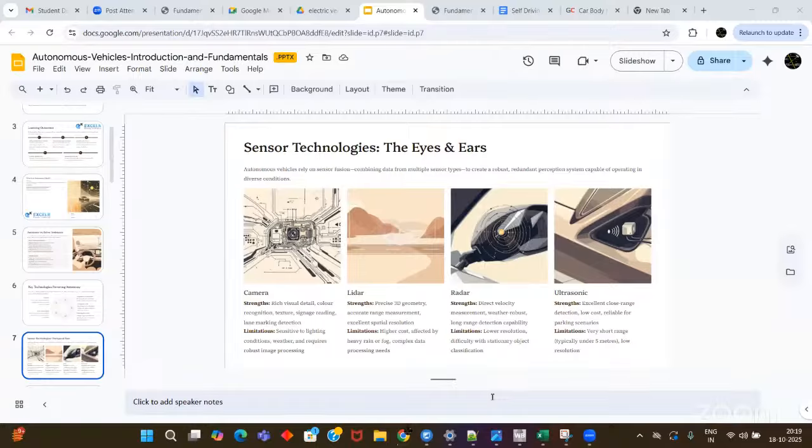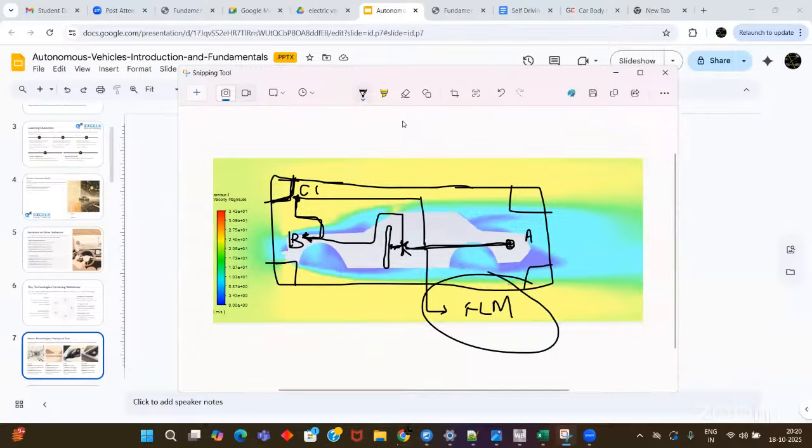Okay, so LiDAR's strength is precise 3D geometry. It helps you actually make the complete picture. I told you it has a pole. The LiDAR's receiver is this part, and this is the emitter, so it emits.